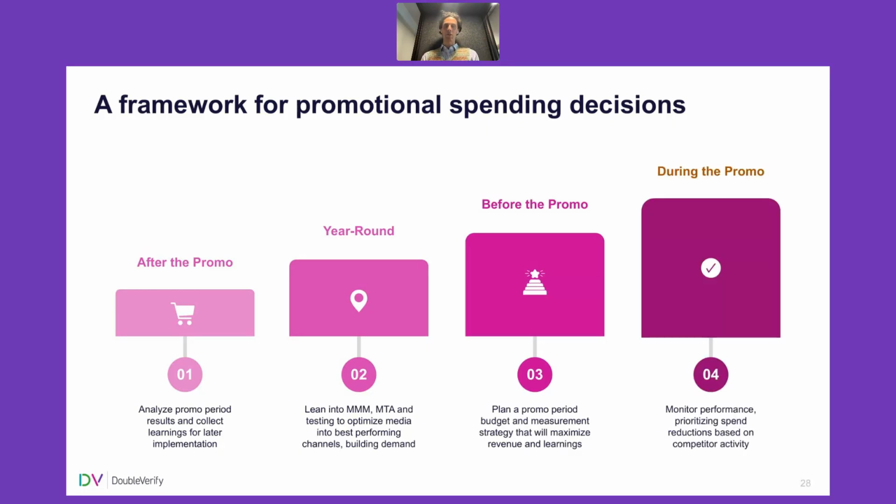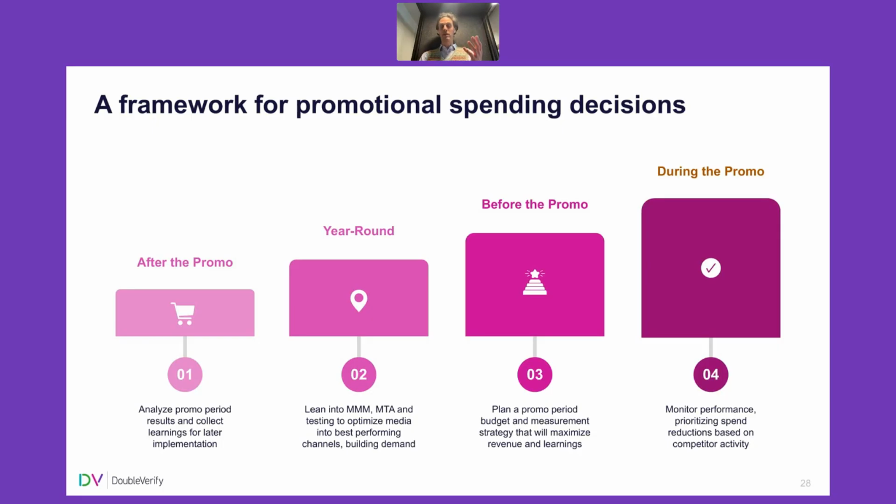And then during the promo, monitor performance, use that playbook to your advantage, prioritize ideally spend reductions, strength to the greatest extent possible. Depending on what your goals are, if you have an efficiency goal, that is especially important. If you have a revenue goal and the media costs are less important, then by all means, optimize towards the total revenue as opposed to the efficiency of your spend.